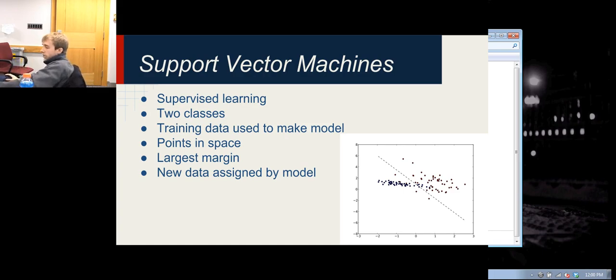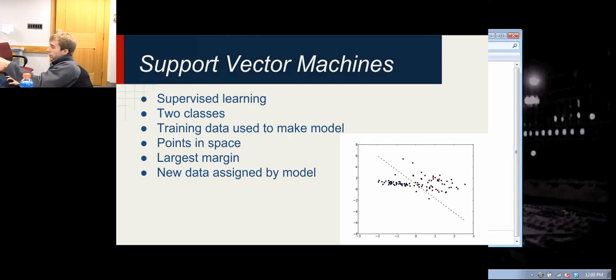So in this example, like I said, most of these are blue, and most of these are red. So what it's done now is it's drawn this line, and it says anything underneath the line is blue, and anything above the line is red. There are a couple red dots below the line and a couple blue dots above the line, but that's to be expected. It's not going to necessarily be perfect.